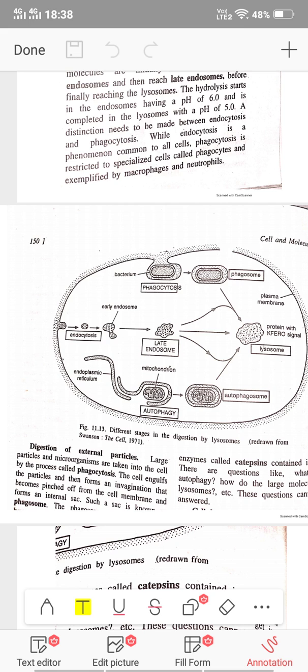Therefore, if the process of digestion has to continue, lysosomes should be produced at the rate of phagocytosis. This process of degradation of large particles generally occurs in cells specialized for phagocytosis of large particles and microorganisms. Macrophages and neutrophils in vertebrates are examples of phagocytes.